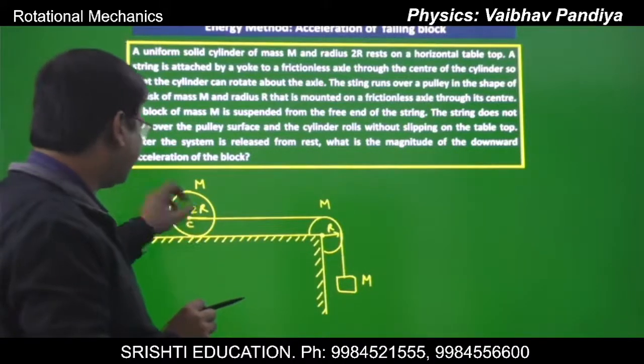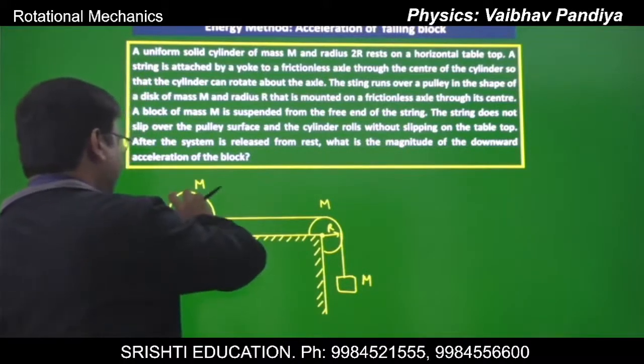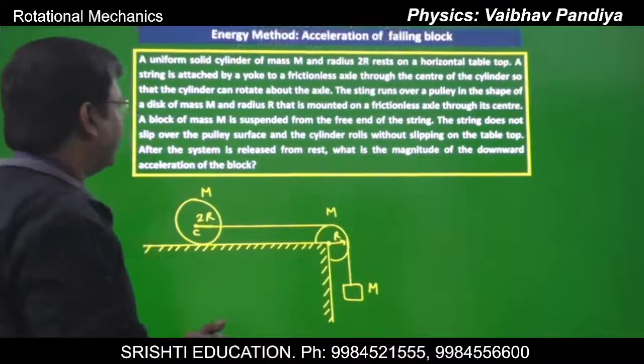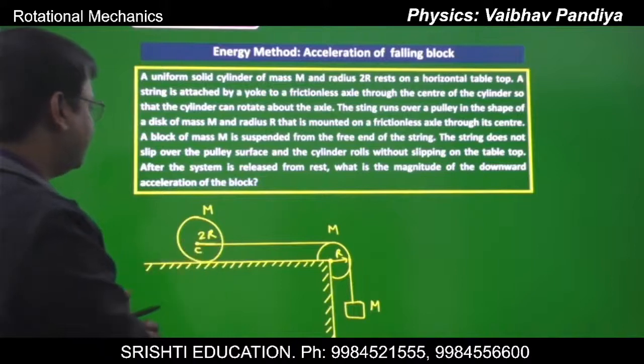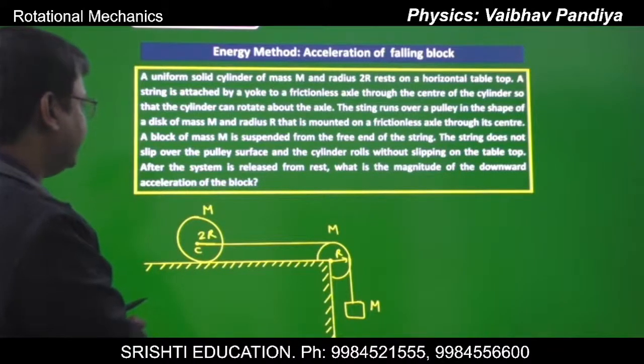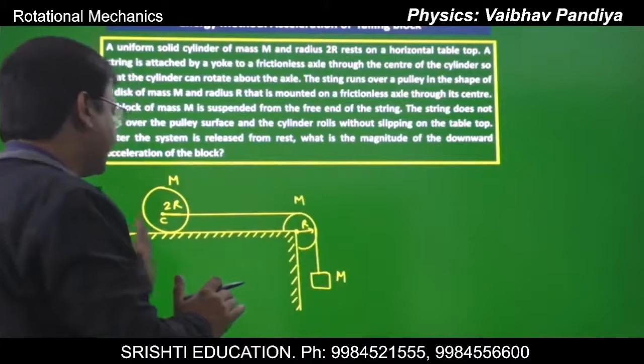So the string is attached at the center of the solid cylinder by a yoke, so that when the string is pulled, the solid cylinder will rotate. And it is given that initially the system is at rest, the string is not slipping anywhere, the cylinder is rolling without slipping on the tabletop, and the axles are frictionless. So initially the system is at rest.